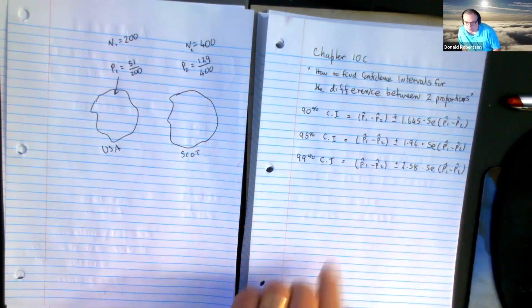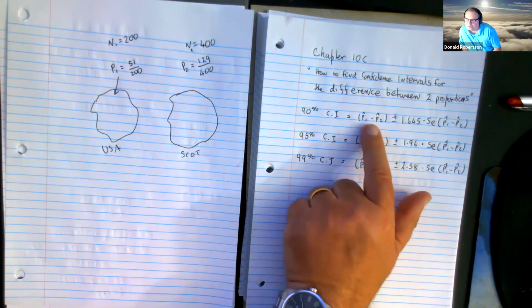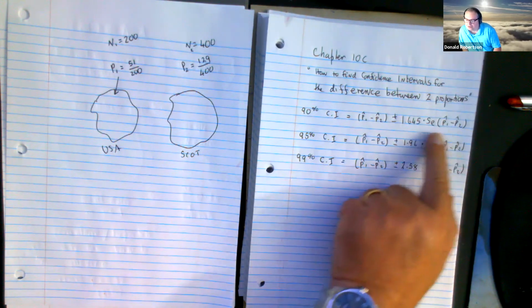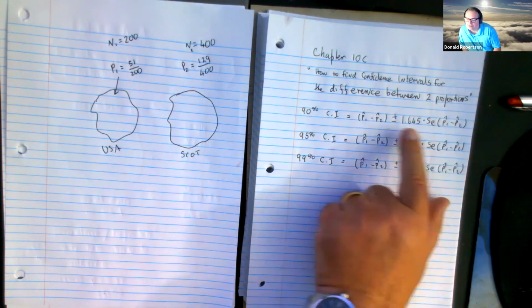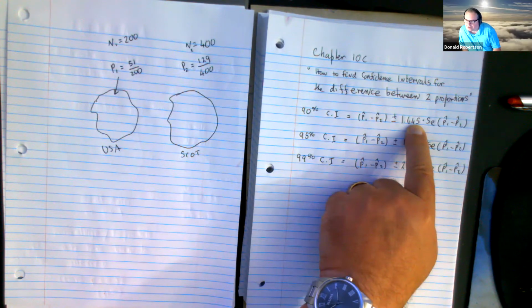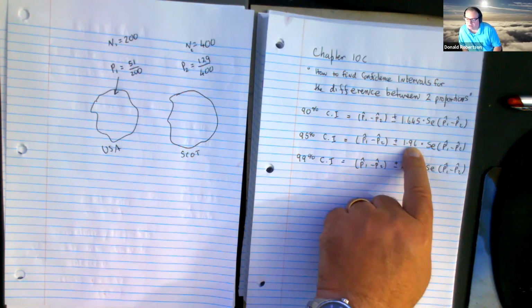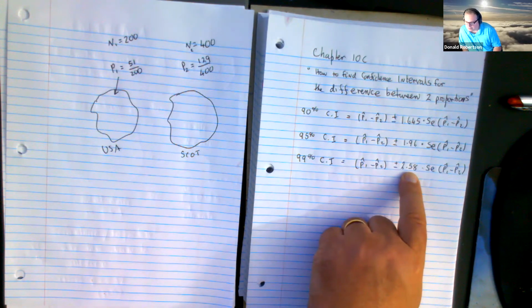So do you see that the formula for calculating confidence intervals uses the same statistics, right? The same numbers that you get from the sample. That's what we call a statistic, with a different multiplication factor. When it's 90%, you use this magic number. When it's 95, you use that. And when it's 99, you use that.